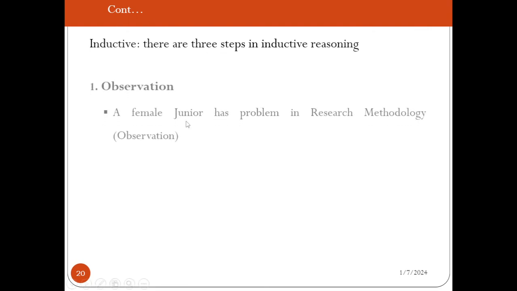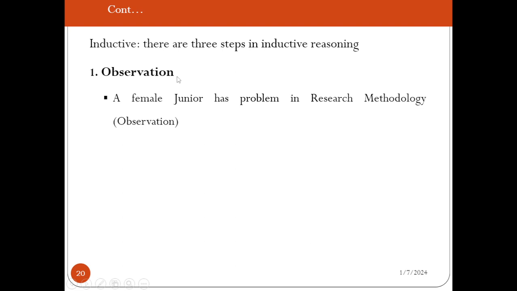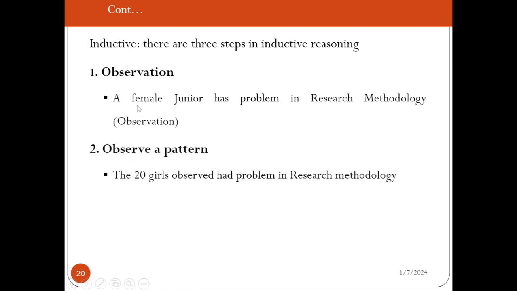Okay, inductive. Here I have provided you an example. There are three steps in inductive reasoning, which means that you are starting from details. See, what is the detail here? A female junior student has a problem in research methodology. This is a detail, because maybe in a class there are 20 girls, but out of those 20 girls only one female junior student actually had a problem in research methodology. So I have observed, I have collected data. Now the 20 girls observed had a problem in research methodology. Oh, all these girls had a problem in research methodology.